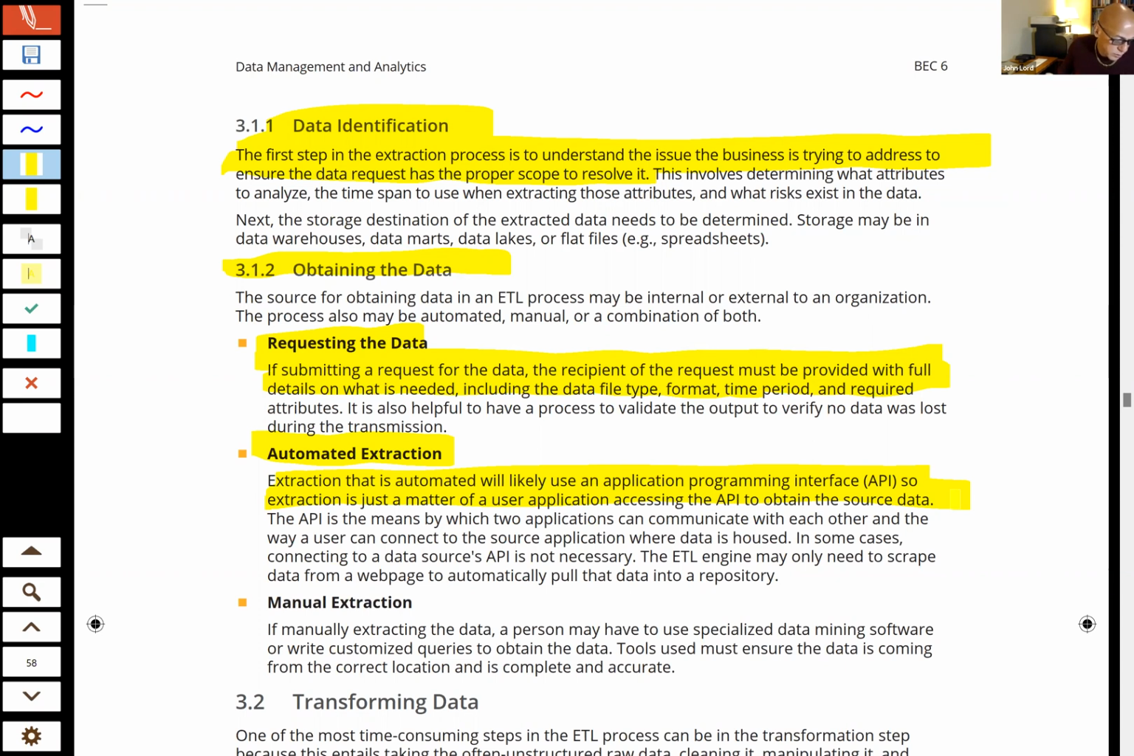Or if you're doing an internal analysis out of your own system, being an auditor, I tend to talk about clients, but it could be your own system that you're trying to extract that data from. If you do manual extraction, you may have to use specialized data mining software or write a customized query to obtain that data. That's what we mean by manual.